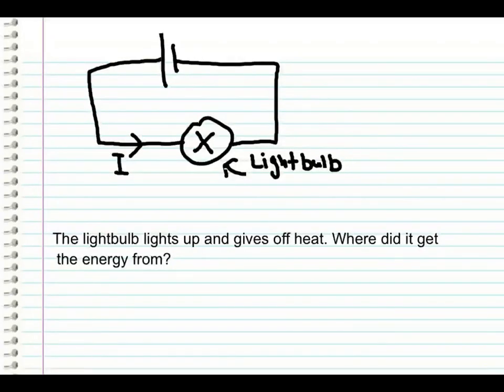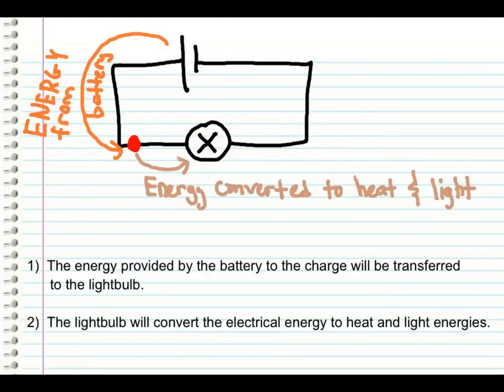Let's attach a light bulb to our circuit. Now we know that the light bulb will light up and gives off heat. So where did the light bulb get this energy from? The energy provided by the battery to the charge will be transferred to the light bulb. The light bulb will convert the electrical energy to heat and light energies.